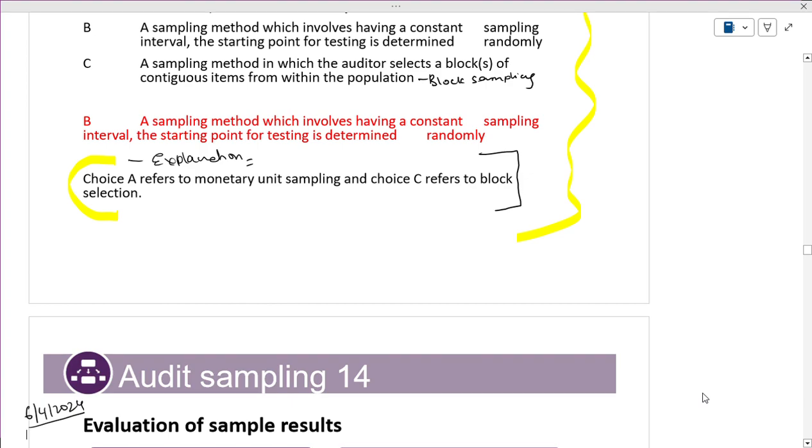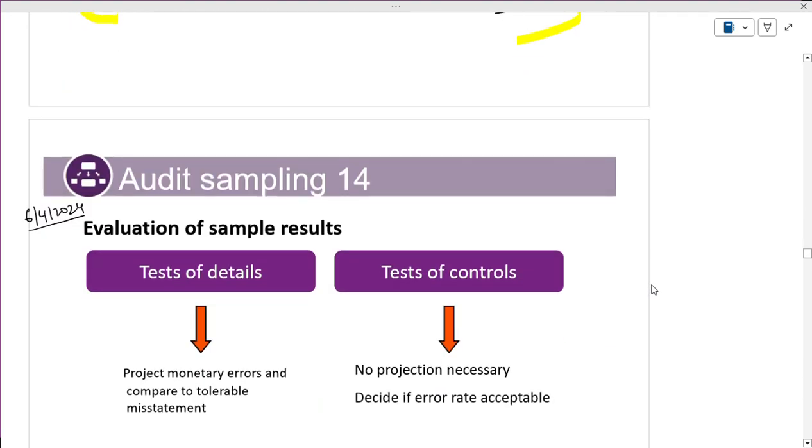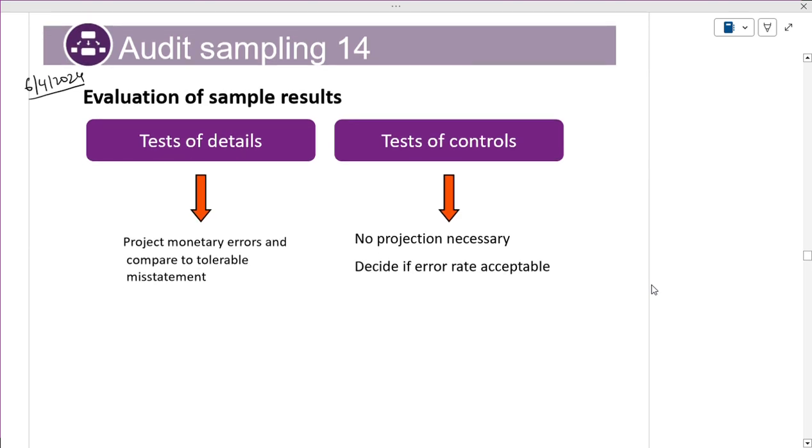We have done till now the difference about how it has to be done. Now, test of details and test of controls. See, what is the test of details? Test of details says that we will have our threshold. Okay, we'll say that is 5% error, 5% error is manageable. Okay, 5% error, performance materiality.